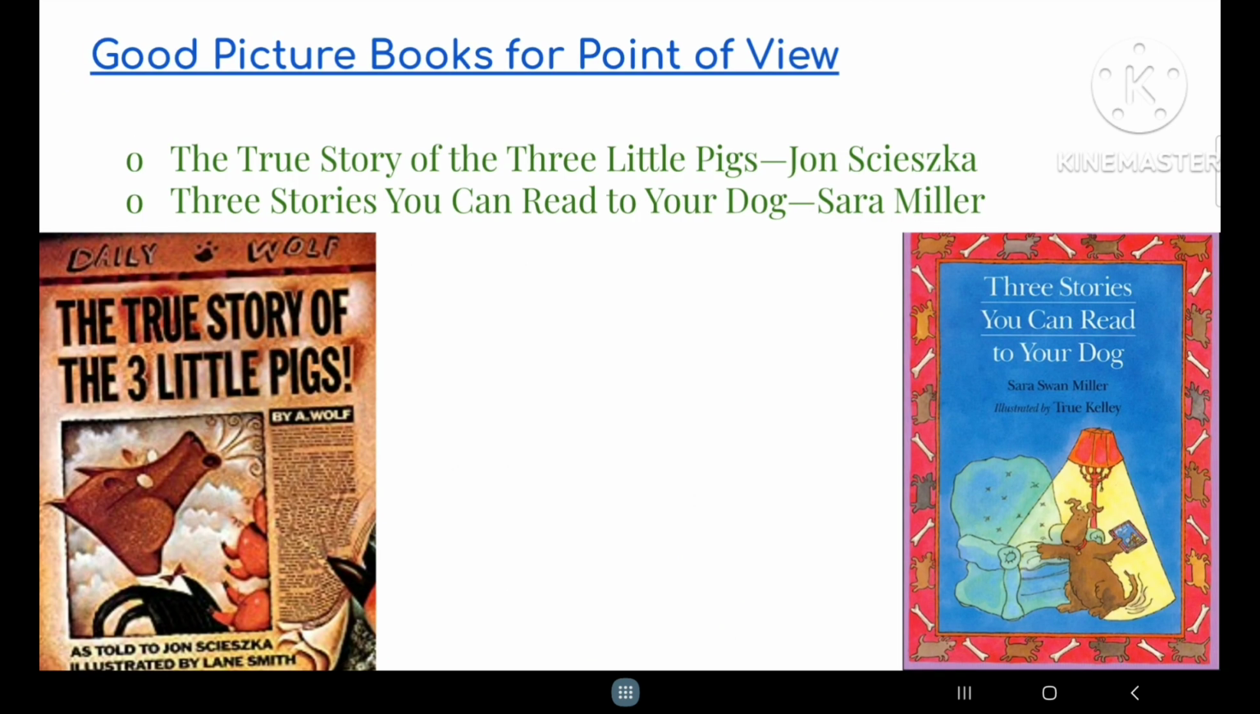Here are some good picture books to understand the point of view. The True Story of the Three Little Pigs and The Three Stories You Can Read to Your Dog by Sarah Miller.